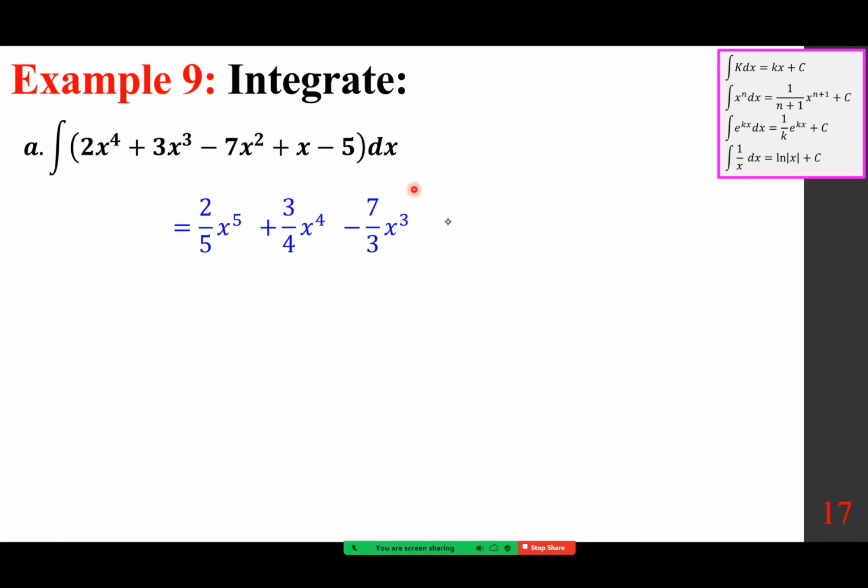X gives you half of x squared. Why is that? And you don't write the exponent is 1. So 1 over 1 plus 1, x to the power of 1 plus 1 makes it half of x squared. Minus 5, x plus a constant. Very straightforward, everybody.